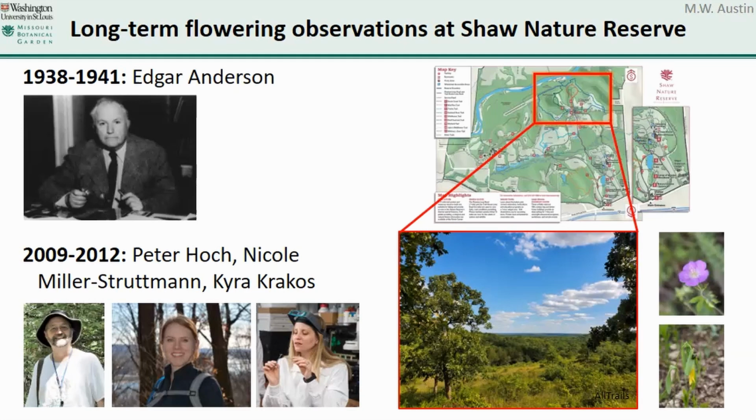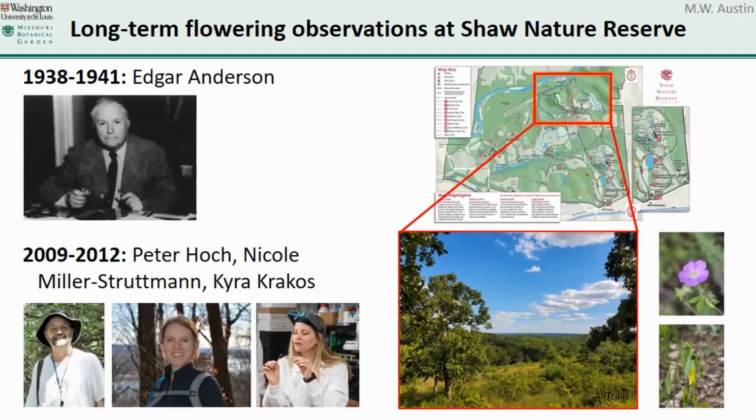And as Peter, Nicole, and Kira parsed through Anderson's records, they realized that Anderson had gone on weekly nature walks at Shaw, and every week he recorded every species of plant that he saw in flower that week. And by doing this, every week from 1938 through 1941, they realized that this was a valuable historic data set to which contemporary flowering records could be compared.